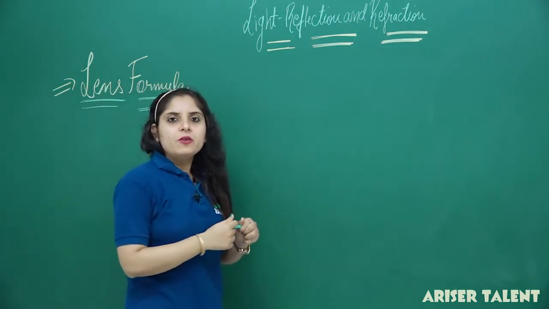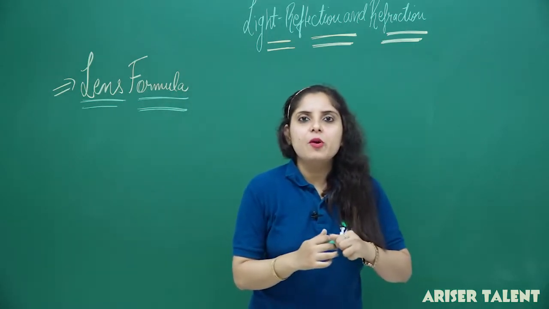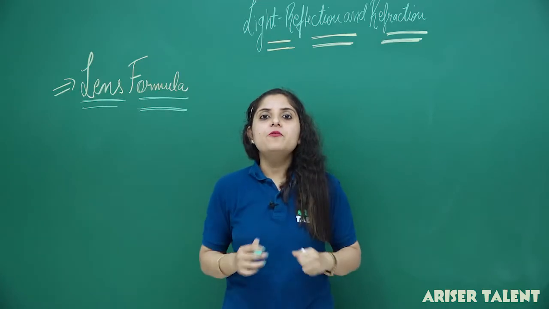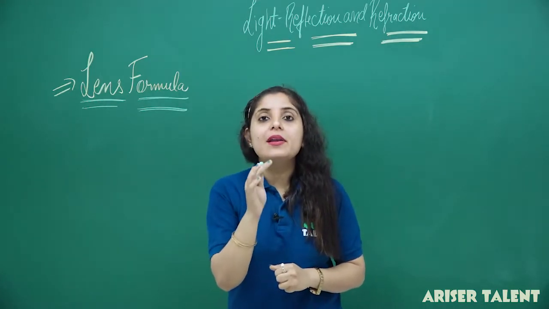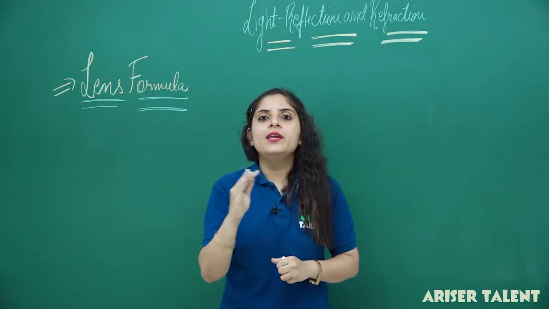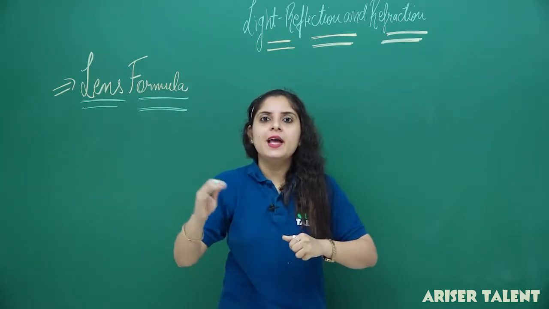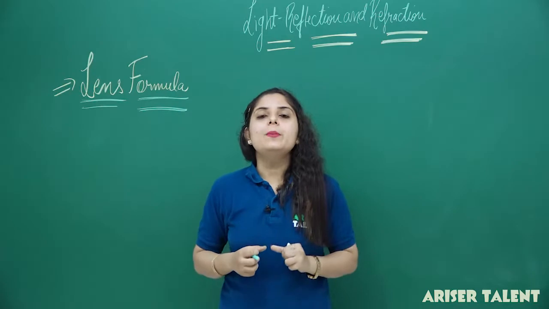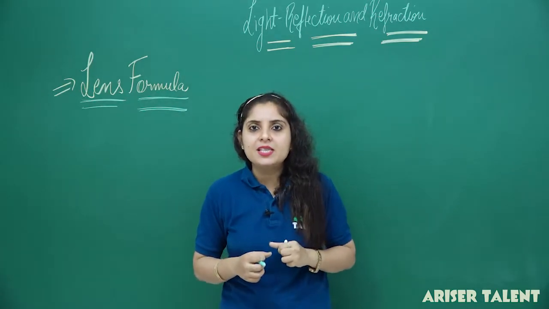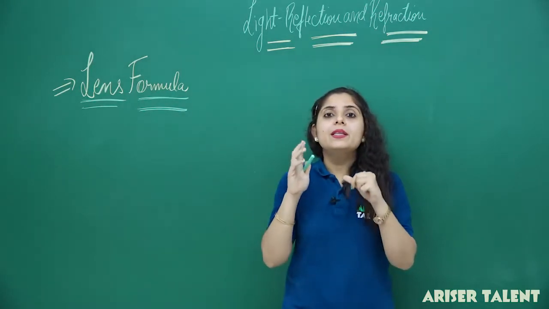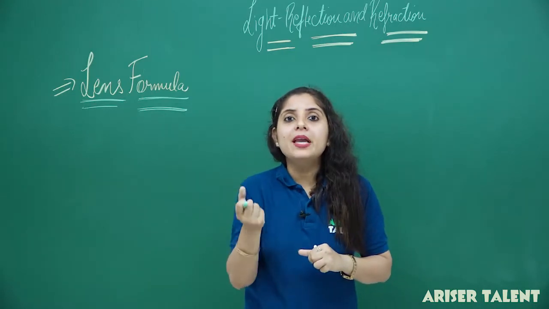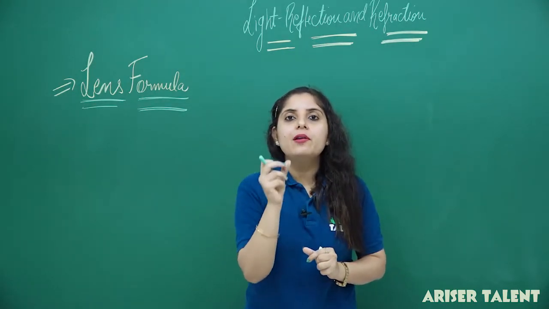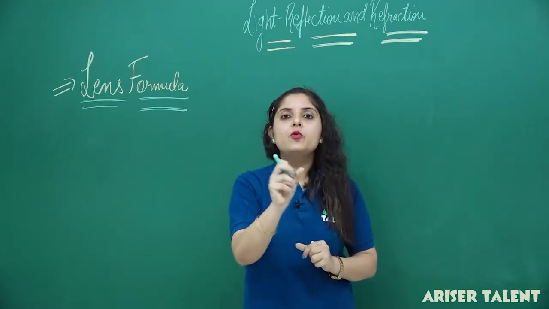If you know about our previous lecture, we had a discussion about the mirror formula. Just like that, we now have a lens formula. The lens formula gives you a relation between u, v and f. What are u, v and f? F is the focal length of the lens, u is the distance where the object is placed, and v is the place where the image is going to be formed. So again, the lens formula is giving you a relationship between f, u and v.